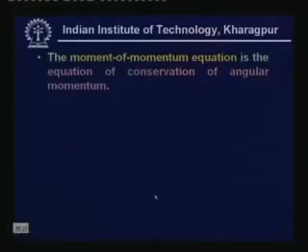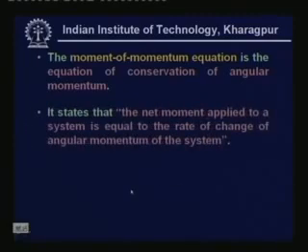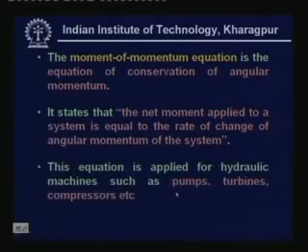Now, similar to linear momentum, we can also write a conservation equation for moment of momentum or angular momentum. This equation is known as the moment of momentum equation, and it states that the net moment applied to a system is equal to the rate of change of angular momentum of the system. This is known as the conservation of angular momentum, and it is very widely used in hydraulic machines such as pumps, turbines, centrifugal compressors, etc.